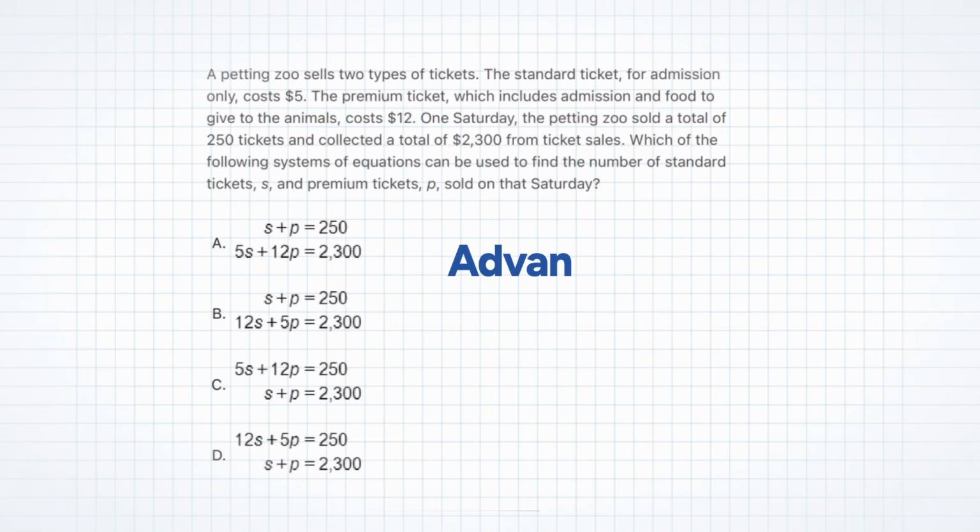Alright, let's take a look at a more advanced question. A petting zoo sells two types of tickets. A standard ticket costs $5 and a premium ticket costs $12. On one Saturday, the petting zoo sold a total of 250 tickets and made $2,300 in total.